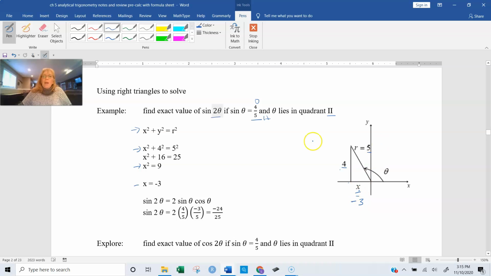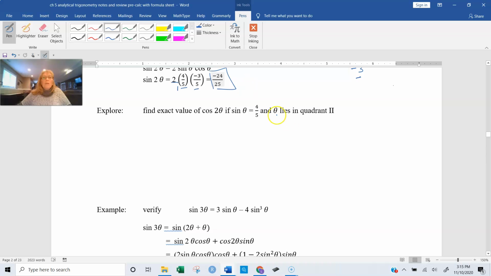Good to this point. Now I know the sine of 2 theta is 2 times the sine of theta times the cosine of theta. Well, this is my theta right here because it's my reference angle. I know the sine is 4/5, and I know the cosine is negative 3/5, and I can plug these in. Now all I do is multiply: 2 over 1, so 2 times 4 times negative 3 is negative 24 over 25. And that is the exact value of the sine of 2 theta when the sine of theta equals 4/5.